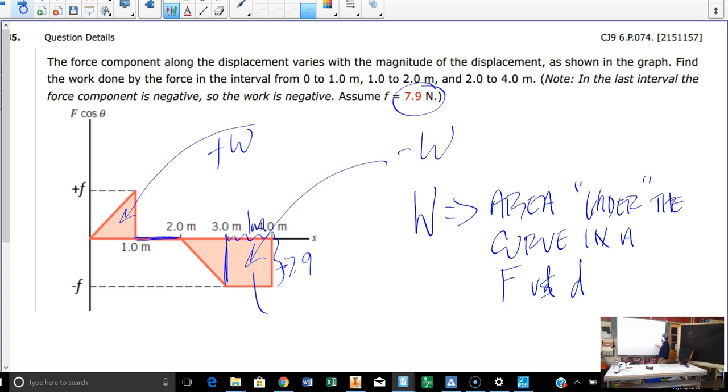Remember the versus. This is versus. Remember, it's always y versus x. If you're ever wondering which one's the x and which one's the y, it's always y versus x is the way it works.